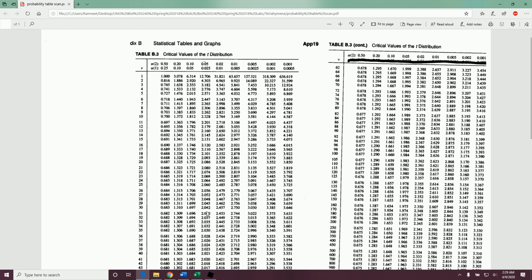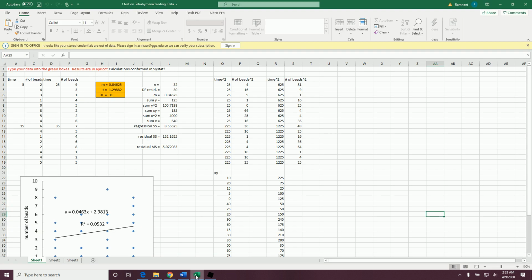So 2.040 is your critical value. Now you go back to your data and compare this critical value with your T value. The important thing to remember here is, if your T value is bigger than the critical value, then you are going to reject the null hypothesis. The null hypothesis is always the opposite of what you're trying to study. So the null hypothesis in this experiment is that the feeding rate is not increasing with time.